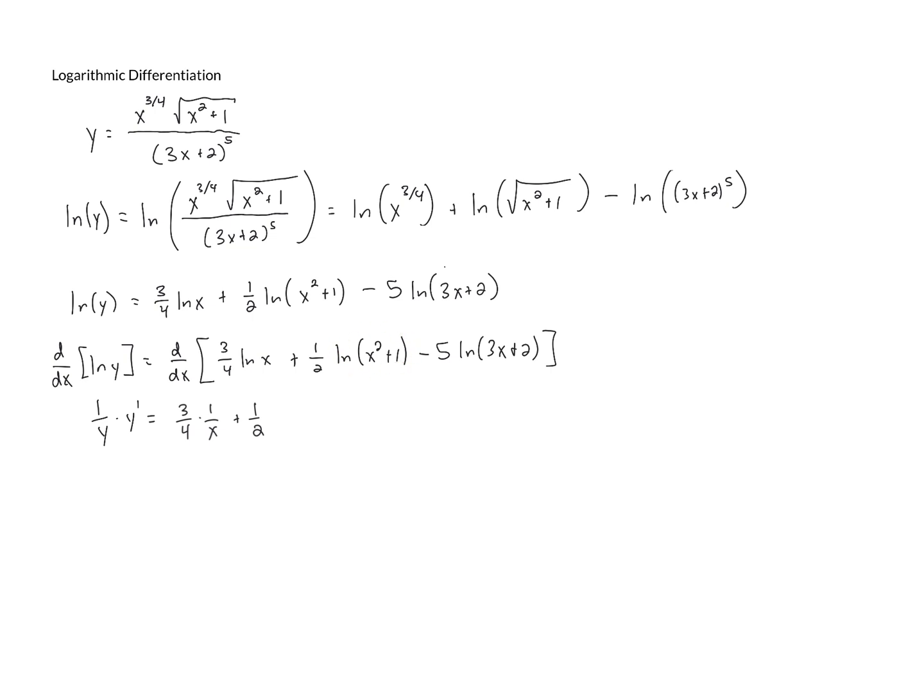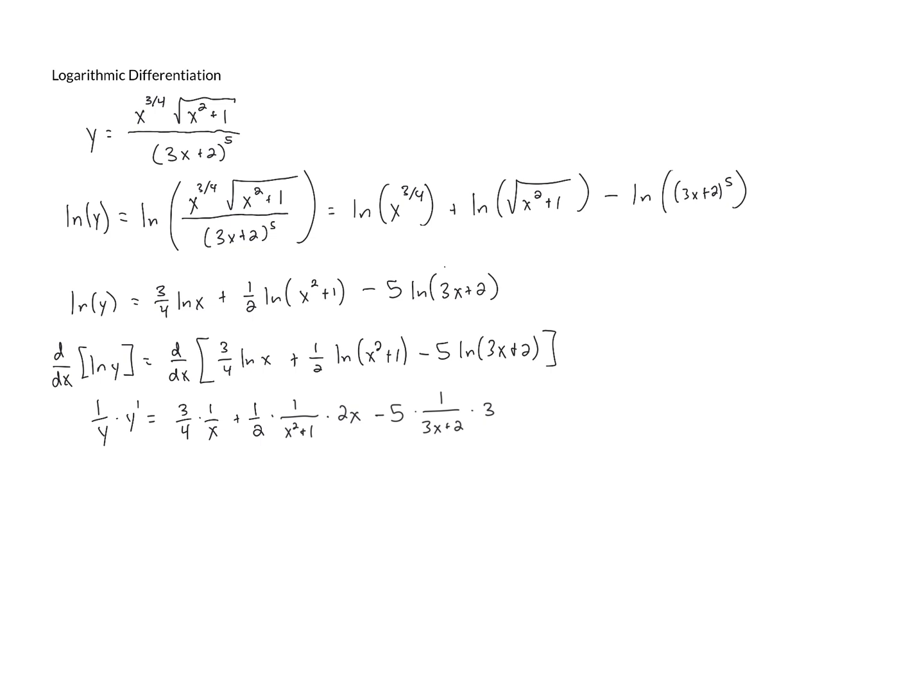Now, we're going to have to use the chain rule here, but it's not that bad. The derivative of ln of u is 1 over u, so that's 1 over x squared plus 1, times the derivative of the inner function. The derivative of x squared plus 1 is just 2x. And then minus 5 times, again, we have to use the chain rule. The derivative of ln of u is 1 over u, so that's 1 over 3x plus 2, times the derivative of the inner function, which is just 3.